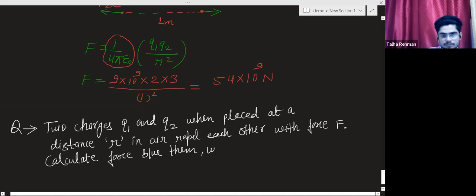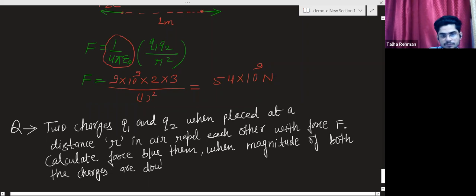when the magnitude of both the charges are doubled and the separation between them is also doubled.